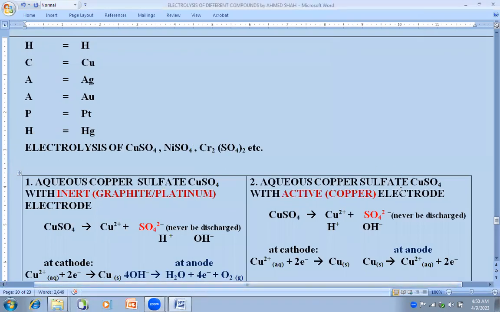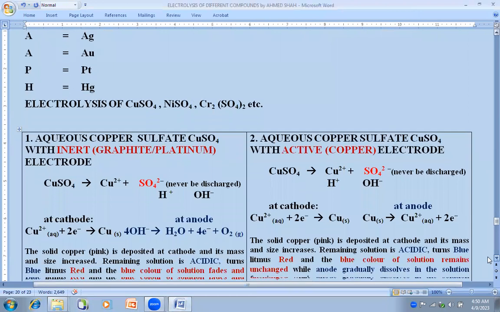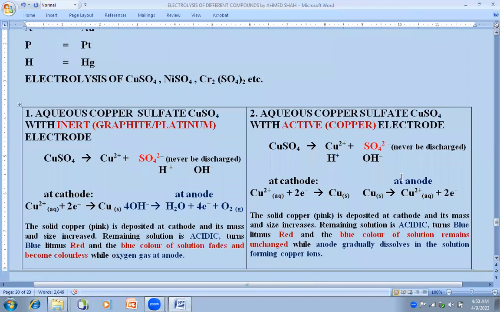Now we are discussing a few more examples for your understanding and better learning. What happens when aqueous copper sulfate solution is electrolyzed using inert electrodes like graphite or platinum, and in the second case, when aqueous copper sulfate solution is electrolyzed using active copper electrodes?